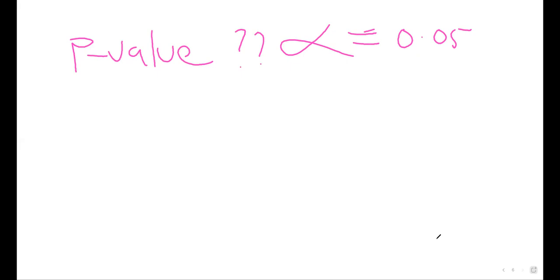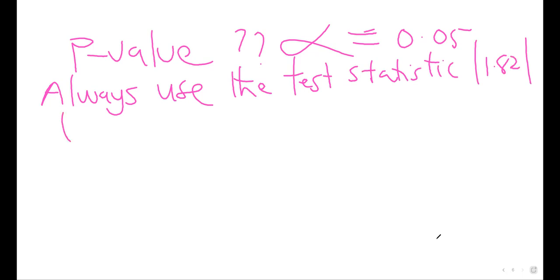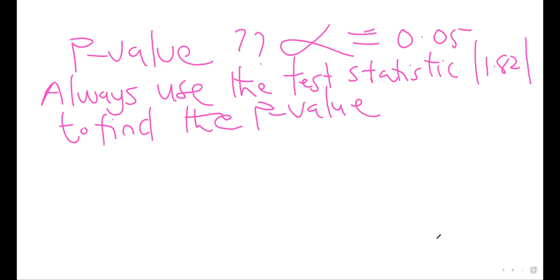Now, put this point down. Always use the test statistic. And the test statistic is a calculated. That's the one you calculate, which was 1.82. Always use the test statistic to find the p-value. That's your rule for you. It's not a decision rule, but it's a trick you need to know to find the p-value. Note that point. It's a very, very important thing. Use the test statistic to get the p-value.